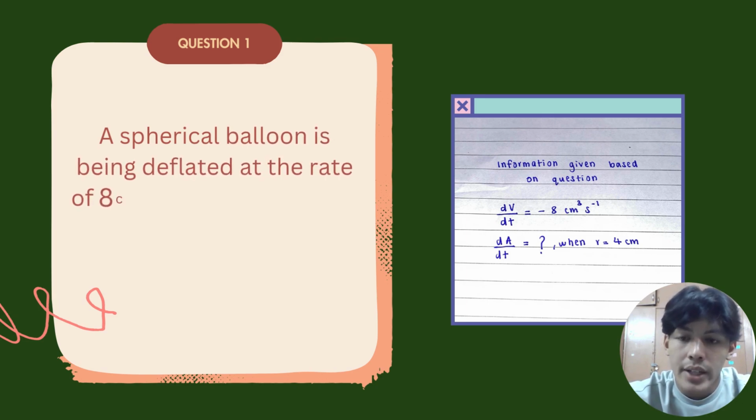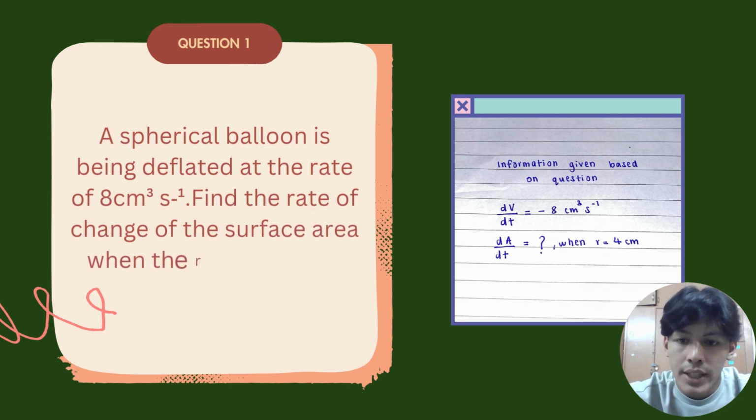For question 1, a spherical balloon is being deflated at the rate of 8 cm cubed per second. Find the rate of change of the surface area when the radius is 4 cm. So from the question given, we will bring out the information. As in the picture, dV/dt equals negative 8 cm cubed per second. So we need to find dA/dt, which is the rate of change of the sphere area when the radius is 4 cm.